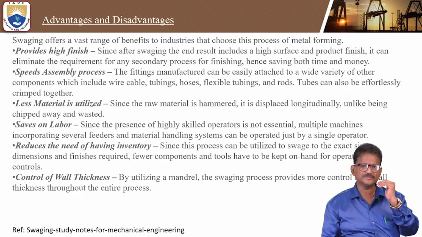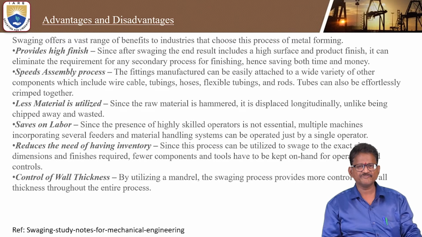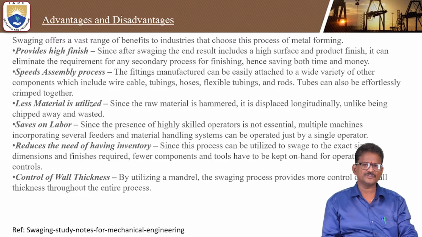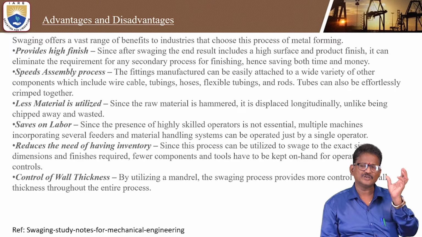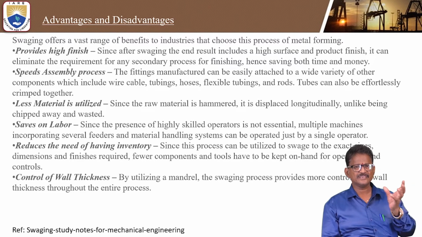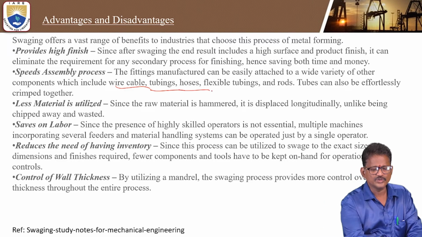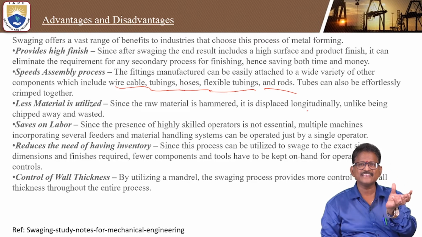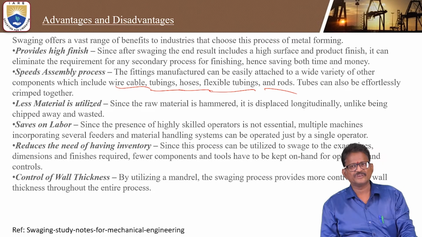Coming to the next important advantage, it speeds up the assembly process. In manual work, fewer components can be produced. If you go for automation, in a shift you can produce more than a thousand components, especially components that include wire cables, tubings, hoses, flexible tubings and rods. The tubes can also be effortlessly crimped together in a very effective manner.